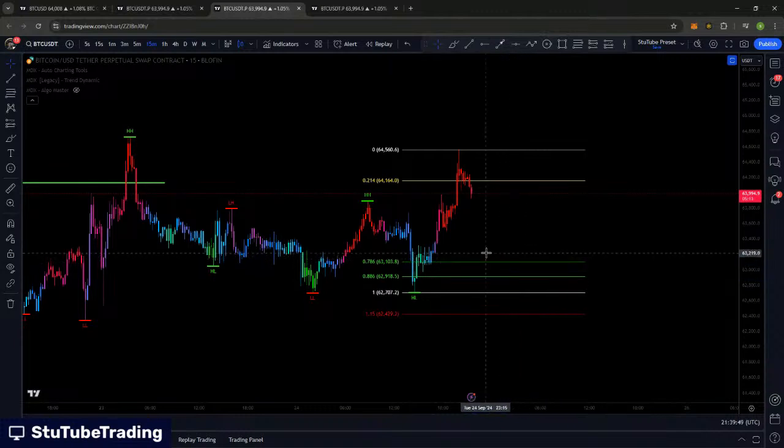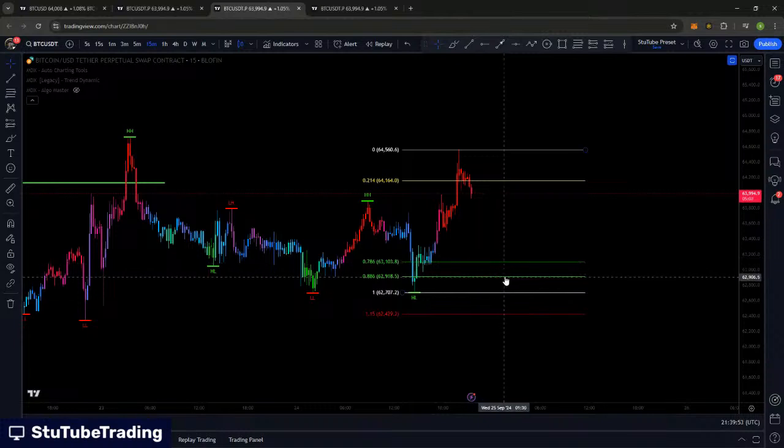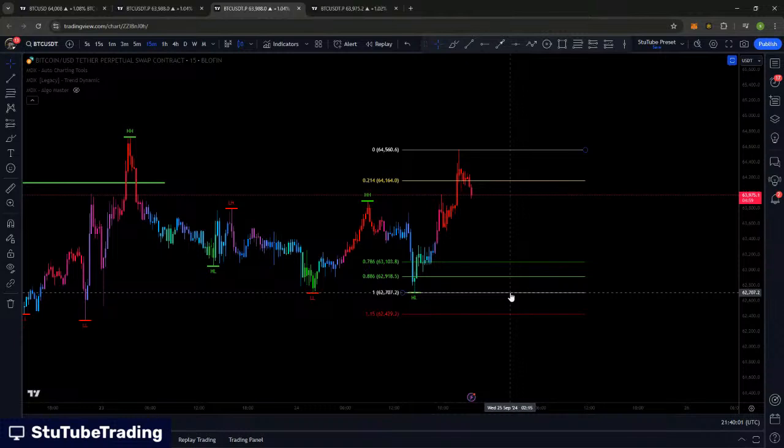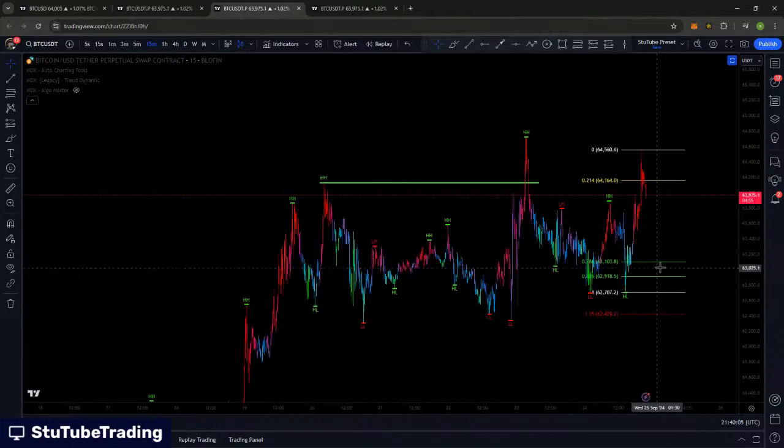So if we end up getting down there, that would be around 63.1 down to 62.9, and then even 62.7 would be where that pivotal point is. So yeah, might be some potential long opportunities down there.